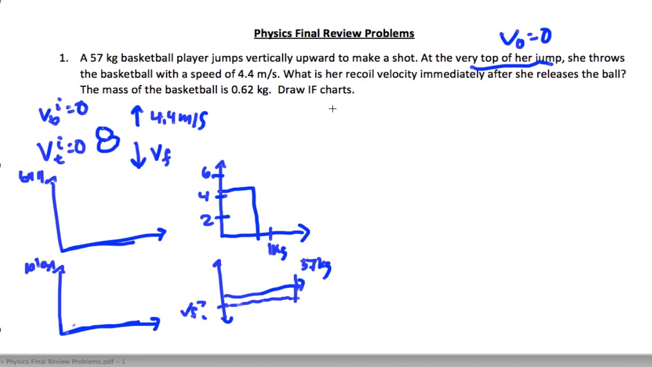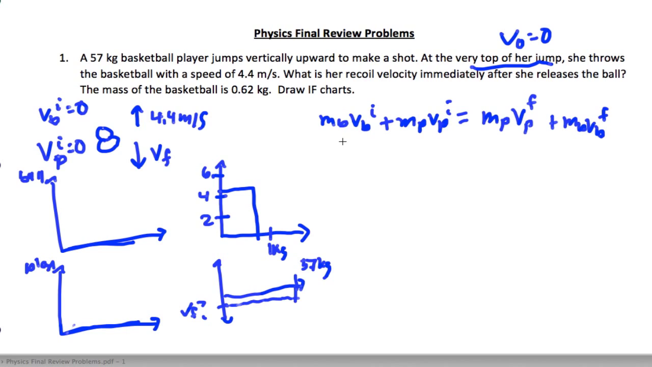Now let's set up this equation. We have mass ball, V ball initial, plus mass player, V player initial, equals mass player, V player final, plus mass ball, V ball final. When we plug in our numbers, the initial terms are 0, so the left-hand side is 0. Then we have 57 times the final player speed, plus 0.62, the mass of the ball, times its upward speed of 4.4.